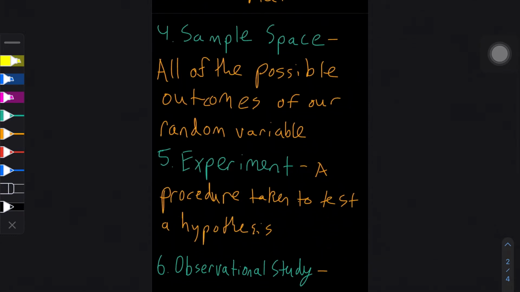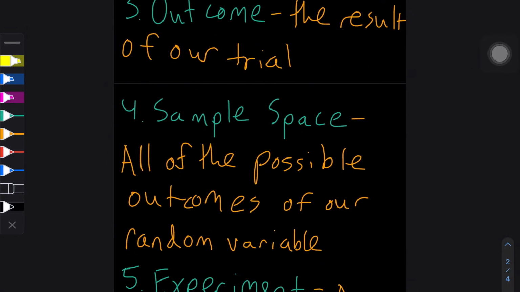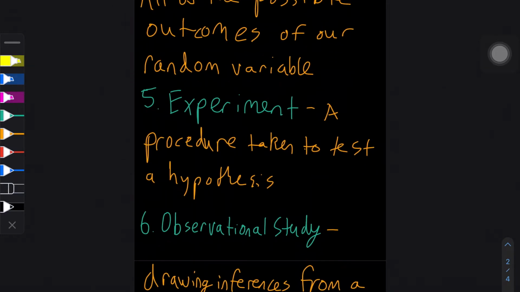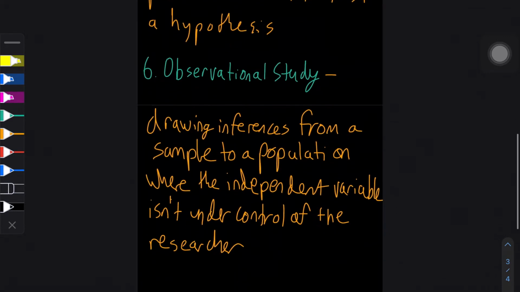The fourth one, sample space. This is all of the possible outcomes of our random variable. So back up to random variable is an outcome that is not certain. So obviously, if it's not certain, that means we have multiple things that it can be. So the sample space is going to be all of the possibilities of that variable. Number 5, we have experiment, and that's just a procedure to test our hypothesis or whatever we're looking for. This is going to help us figure out what it is.